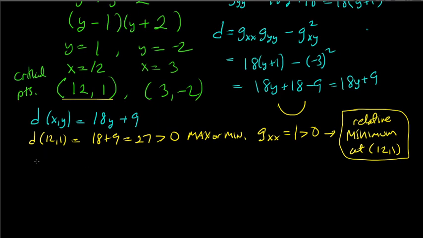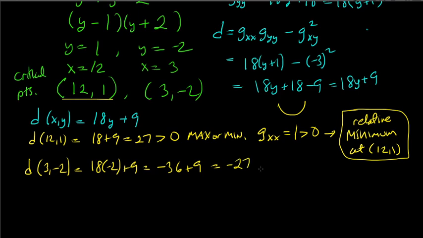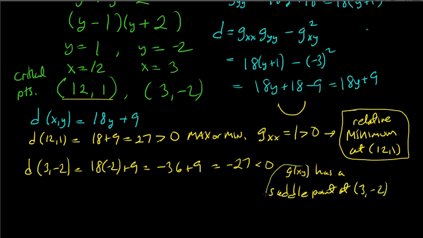Okay. Now we have one more critical point, 3, negative 2. Right? So now y is negative 2. So d is going to be negative 36 plus 9, which I think is negative 27, which means this is negative, right? Which means we have a saddle point. So g of x, y has a saddle point at 3, negative 2. Okay, so one minimum and one saddle point.